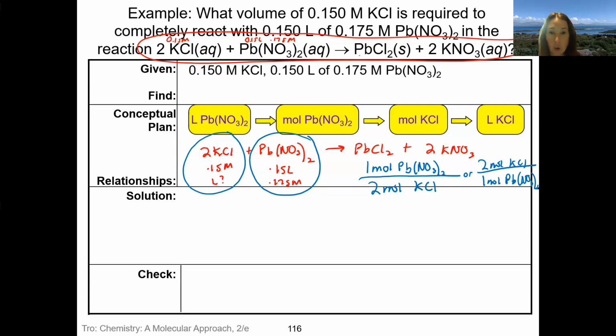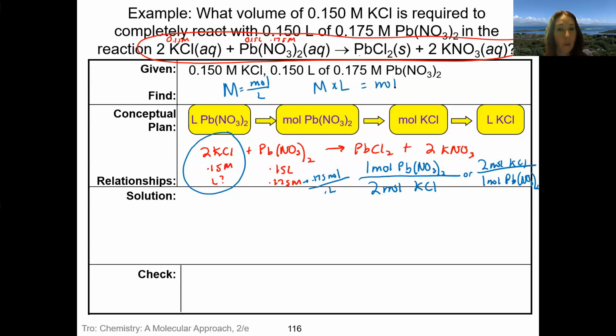So I need to get to moles. I think to myself, is there any way I can get to moles here? Now we remember this molarity means 0.175 moles over 1 liter. There's a moles. Also, you can remember molarity is moles over liters. So therefore, molarity times liters equals moles. What does that mean? If you have a molarity and you have a volume, you can get to moles. Well, look at this, we've got a molarity and a volume, so we can get to moles.